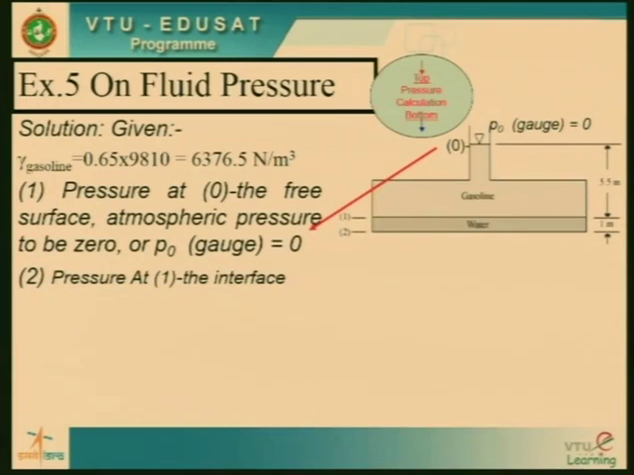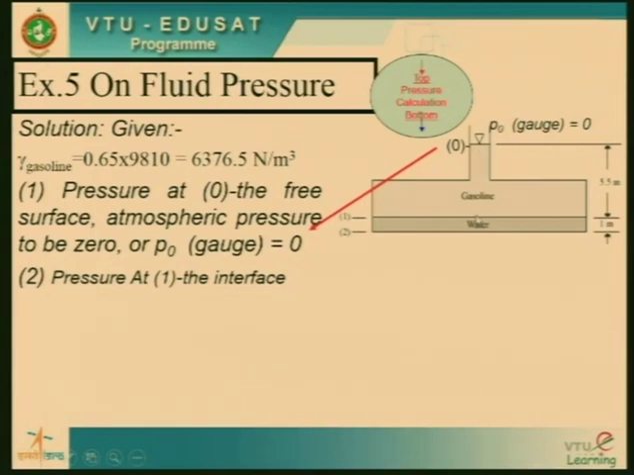First, the gasoline value is given. We can work out the specific weight based on the specific gravity of the gasoline, which is 0.65 into 9810. The value will come as 6376.5. Now in this case we know very well the pressure here is 0.